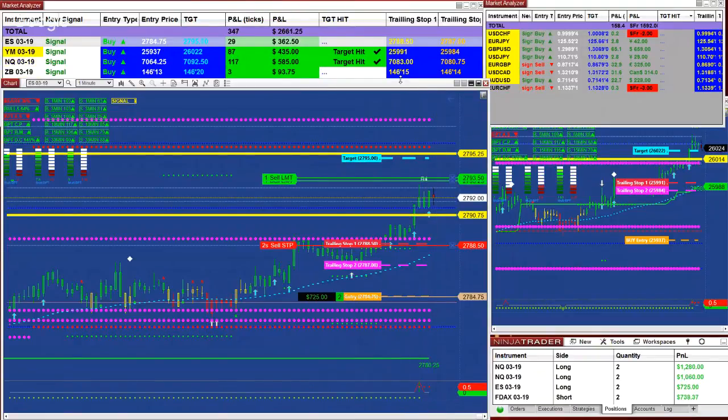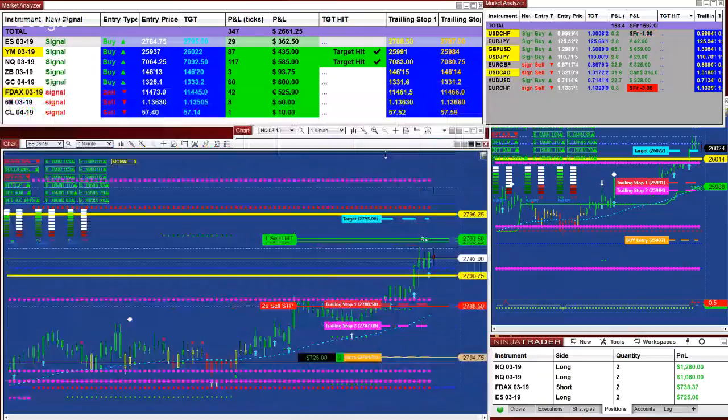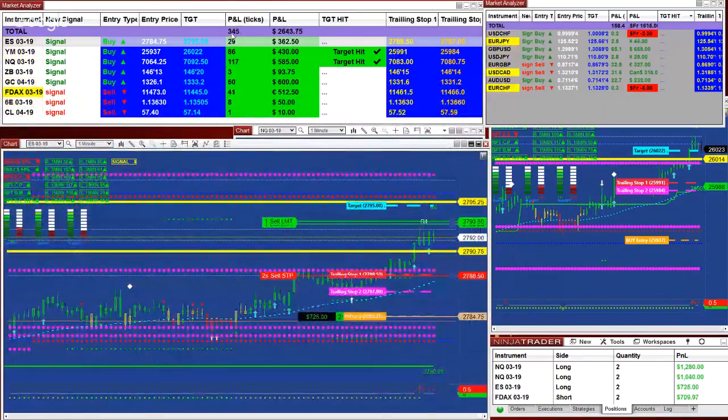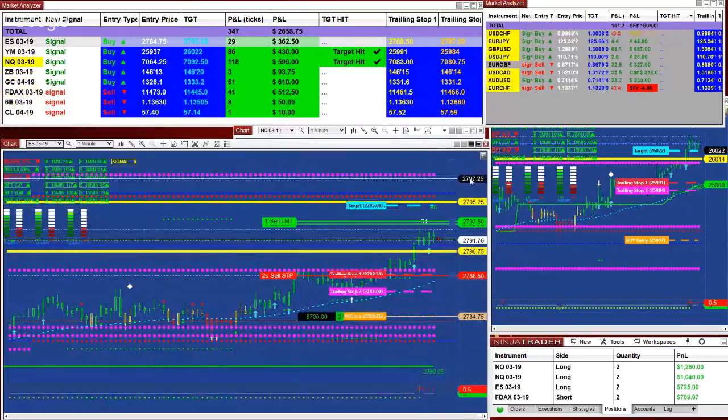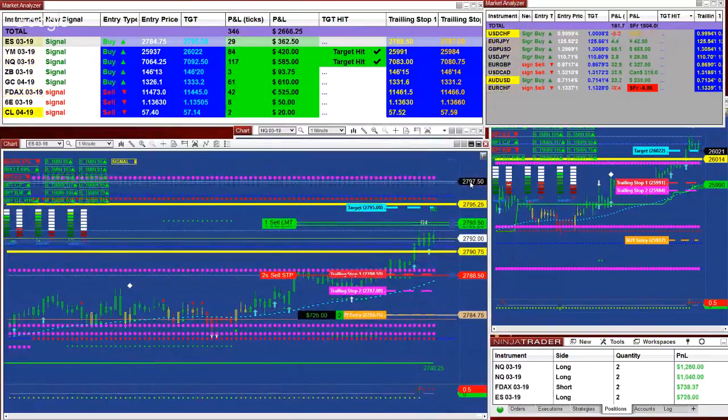And right now we are 343 ticks based on the last entry signal. And let's look if we can walk away with $750 on that trade.